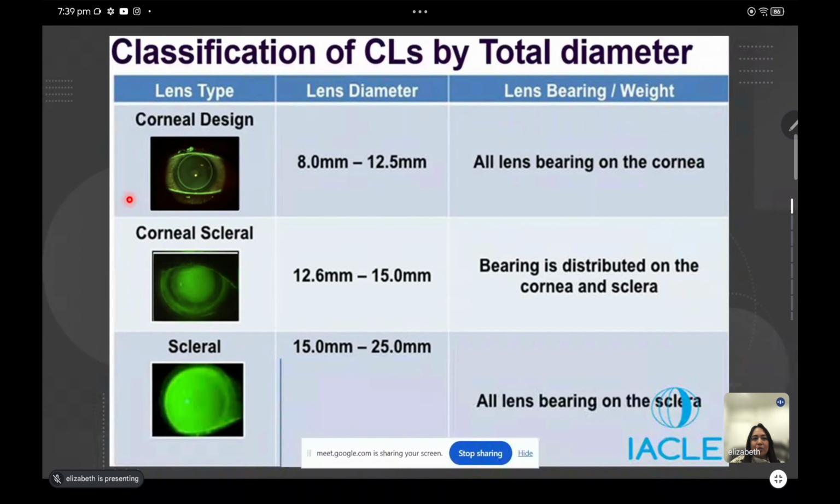And then somewhere in between corneal and scleral, we have corneal scleral lenses. And this is what we're going to be talking about today, but specifically in an oblate design. So corneal scleral lenses come in prolate designs, which we have been using for keratoconus for a while now. But in the last few years, the oblate design is actually becoming quite popular, even in non-grafted corneas. So these lenses are about 12.6 to 15 millimeters in diameter, and here the bearing is distributed across both the cornea and the sclera. So the weight of the lens is shifted both over the cornea and the sclera.